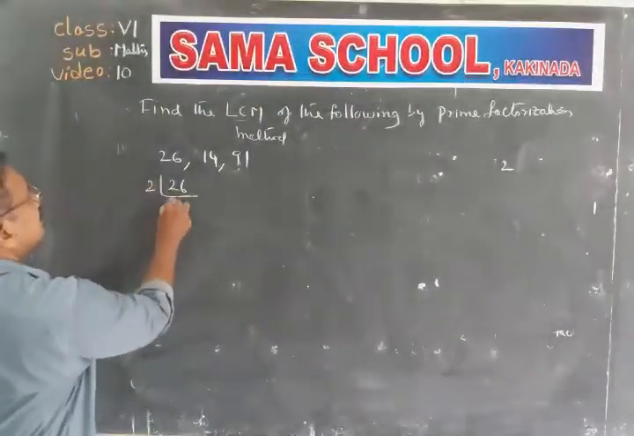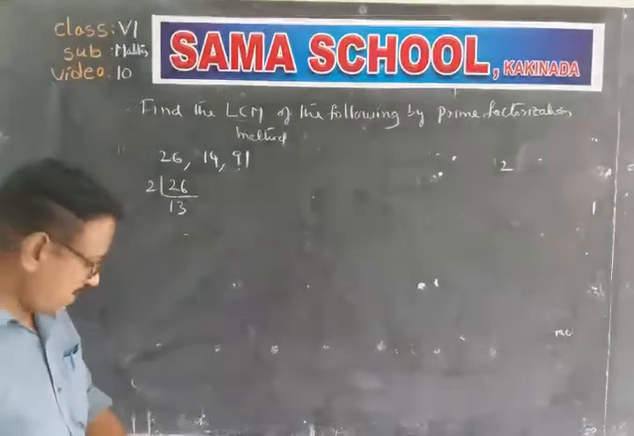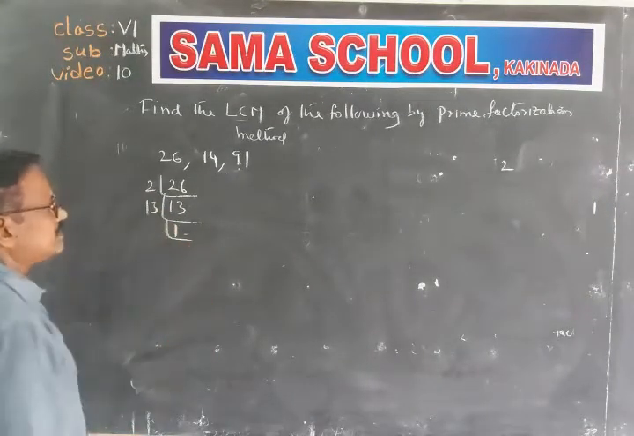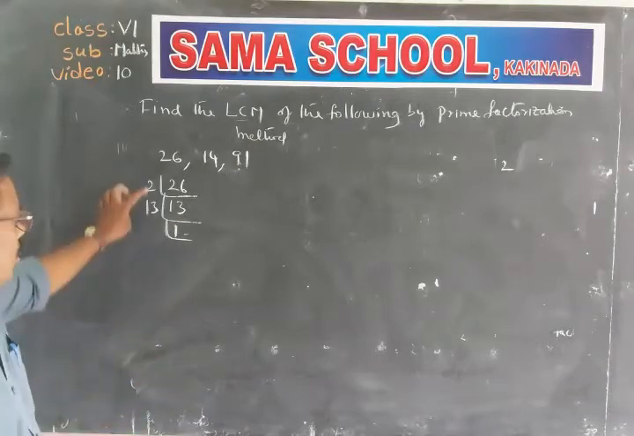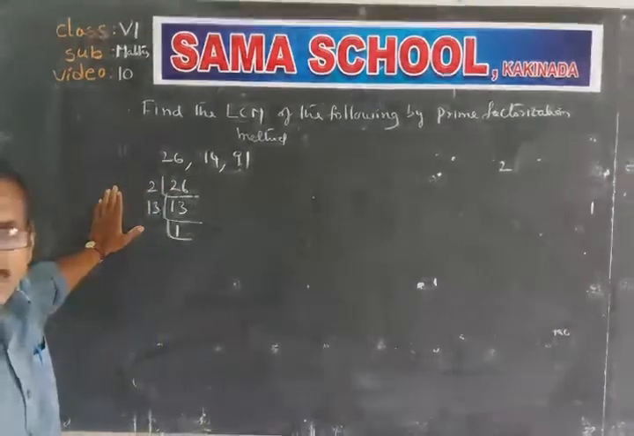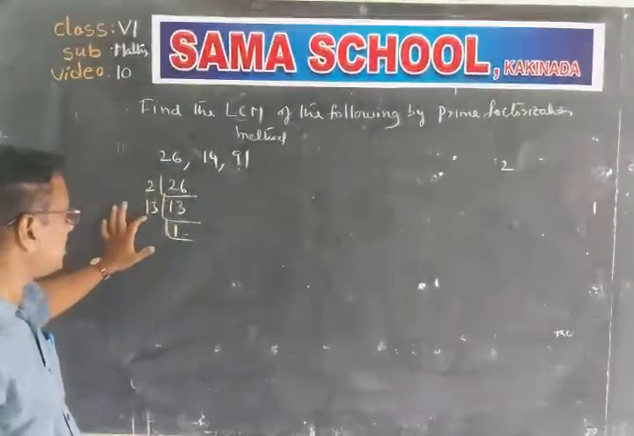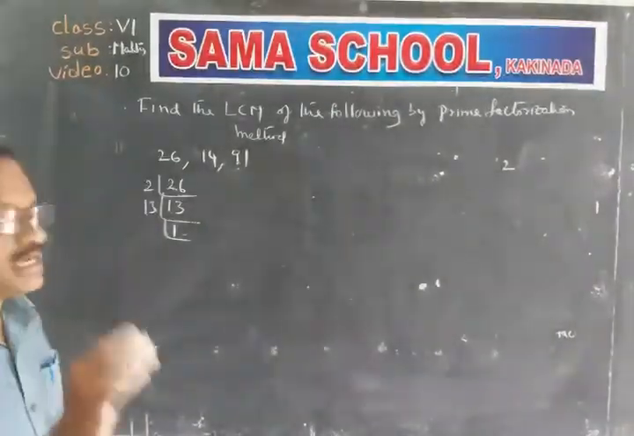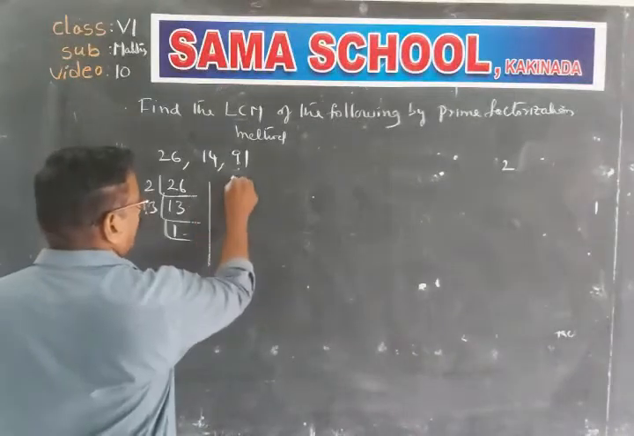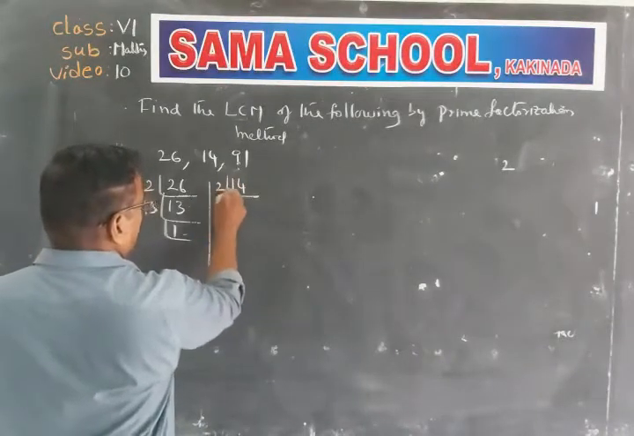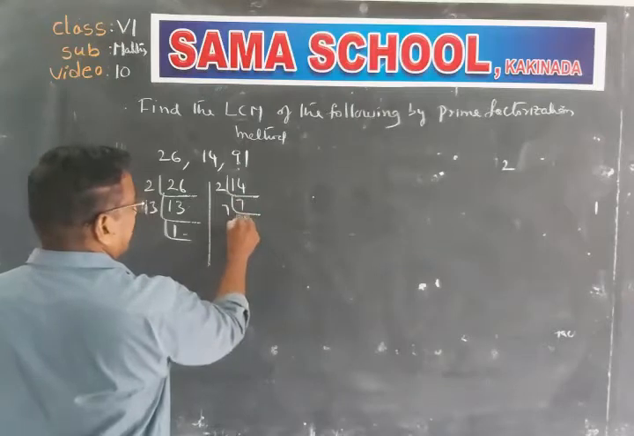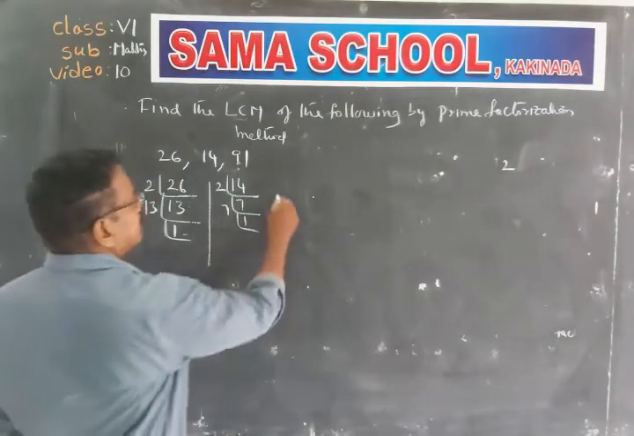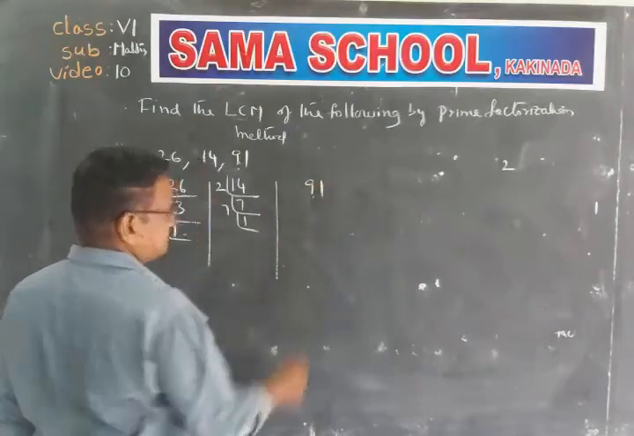2 13s are 26. Okay, 13 ones are 13, which is a prime number. 2 13s are 26. Now you take 14. 2 7s are 14, 7 ones are 7. Okay, so now we take another one, 91.